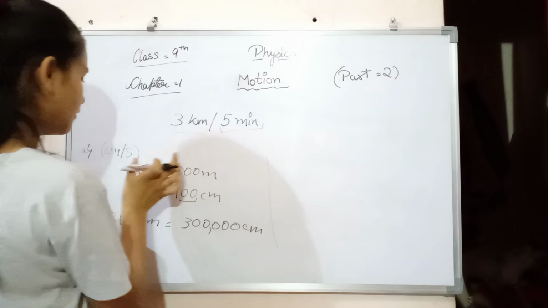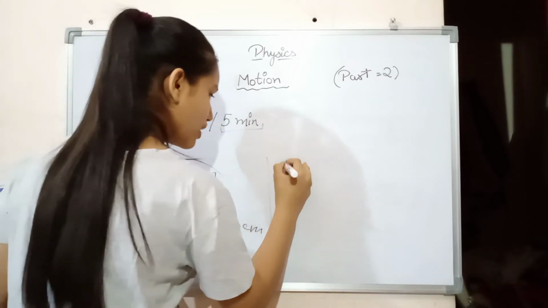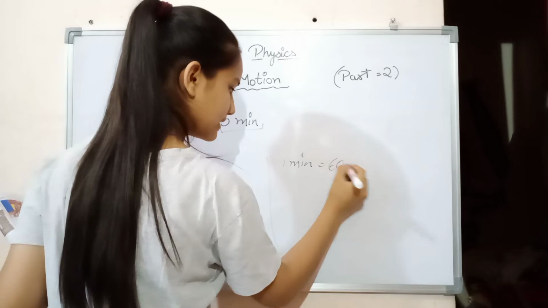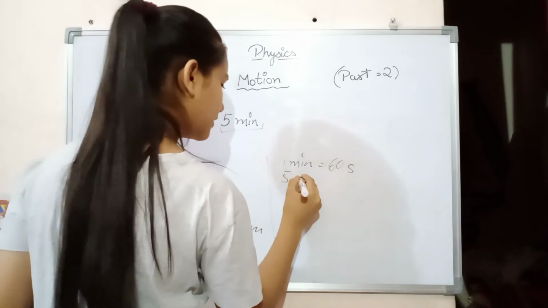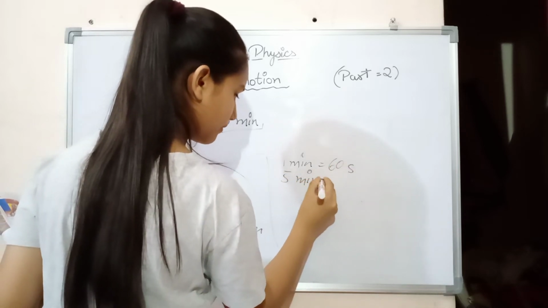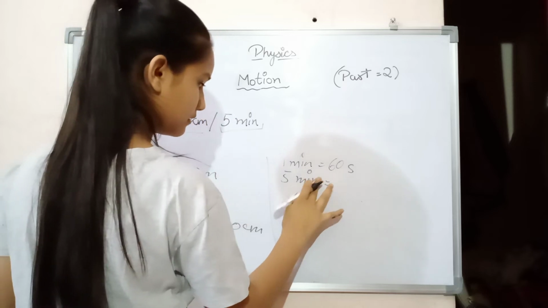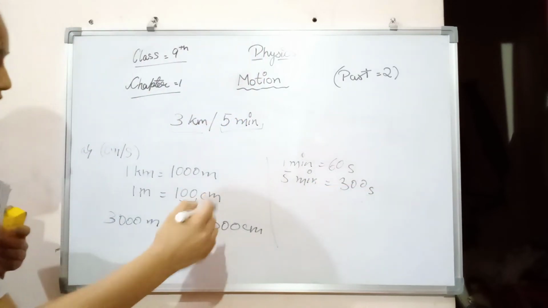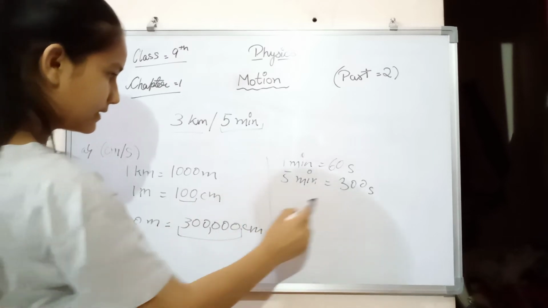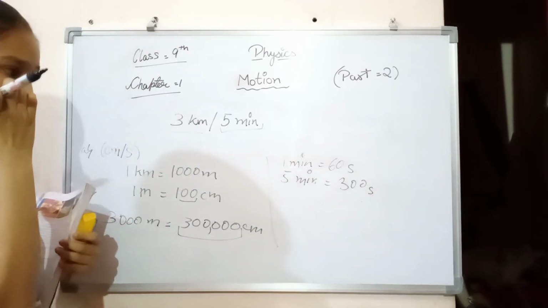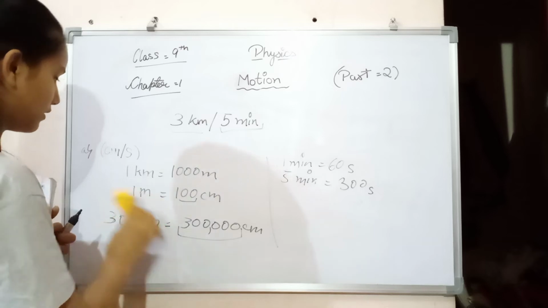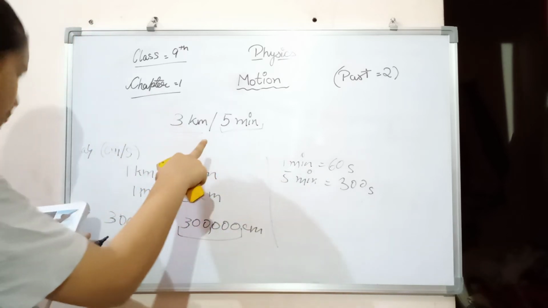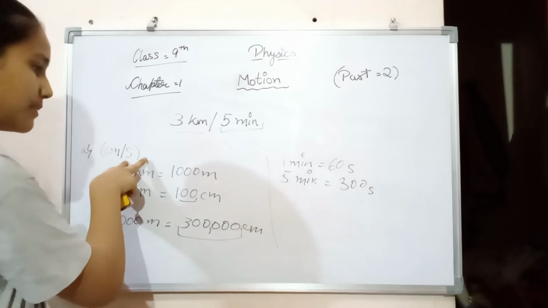Now we will convert 5 minutes in seconds. So 1 minute has 60 seconds, so 5 minutes have 300 seconds. Now we got the values, this and this. So we can easily calculate the speed of these two values in centimeter per second.